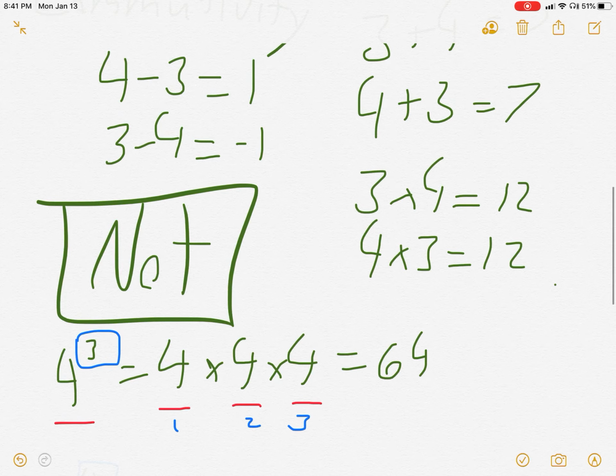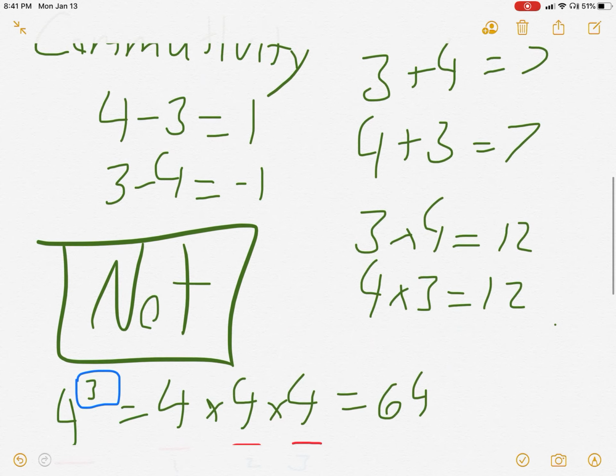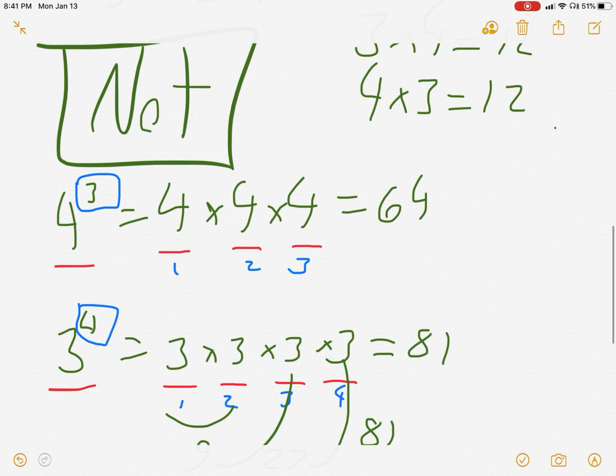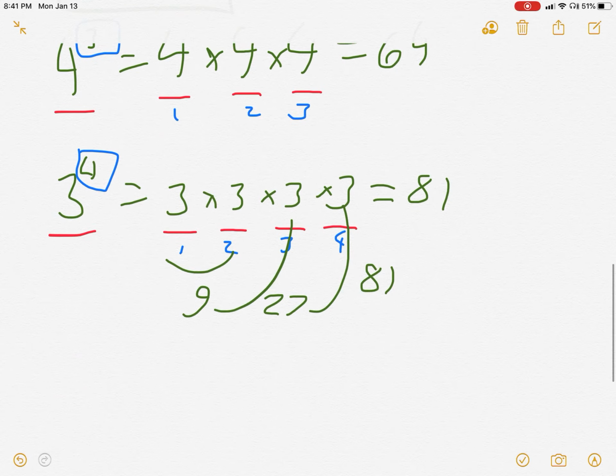Over here, order didn't matter. 3 plus 4 is the same as 4 plus 3. 3 times 4 is the same as 4 times 3. In exponents, it matters. Do not mix up the order.